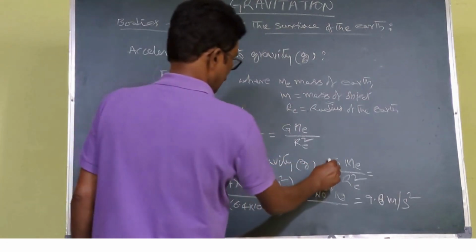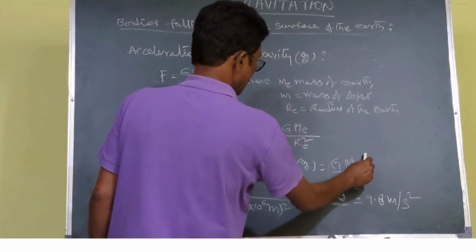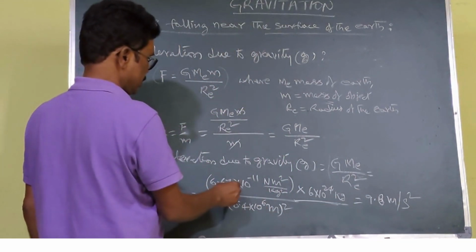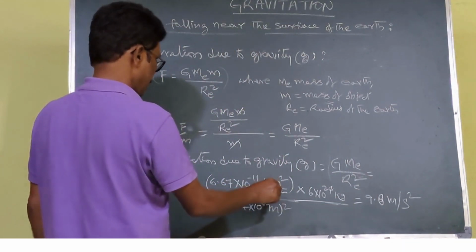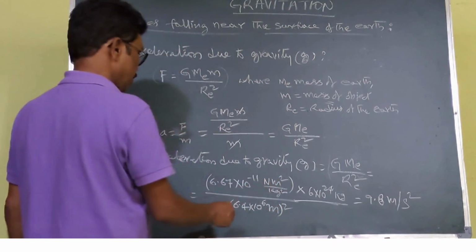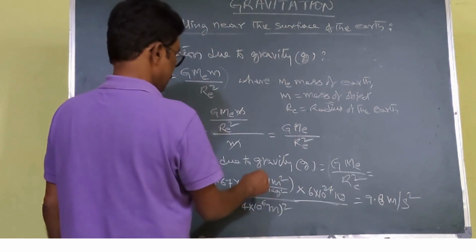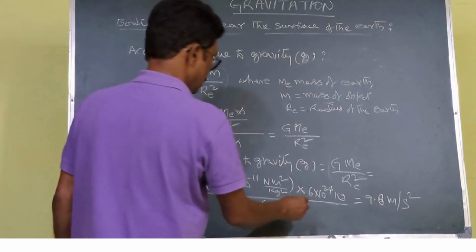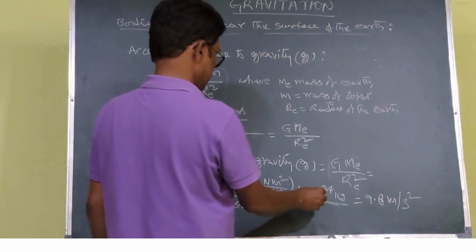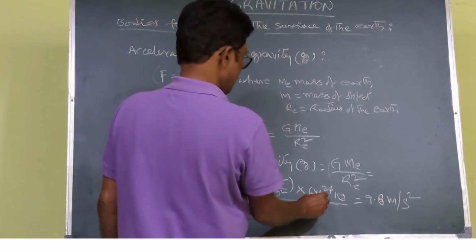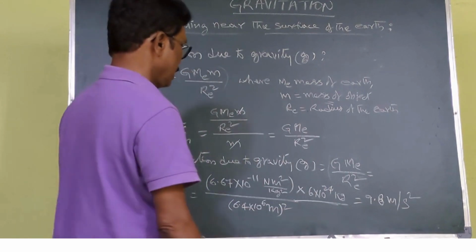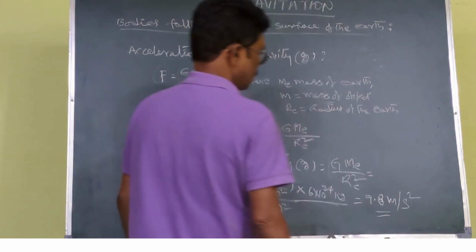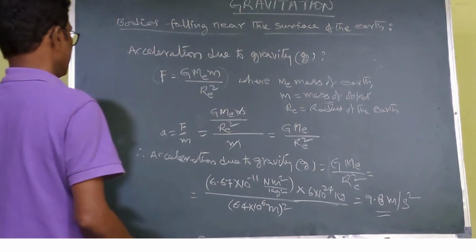We have all these values: the G value we know, the mass of the earth we know, the radius of the earth we know. If you substitute these values, 6.67 × 10^-11 N m²/kg² is the G value, the radius is 6.4 × 10^6 meters, squared, and the mass of the earth is 6 × 10^24 kg. If you simplify this, finally you get 9.8 meter per second squared.